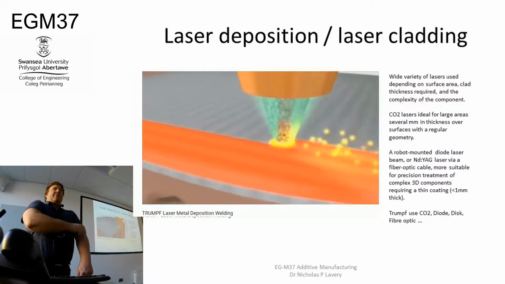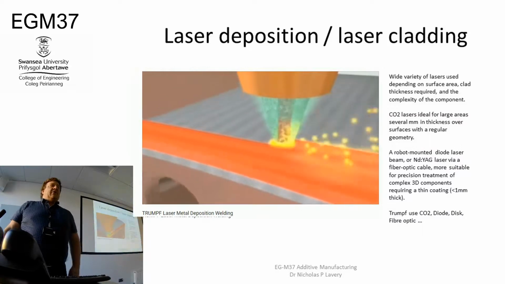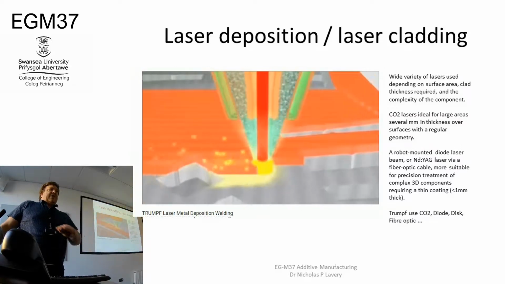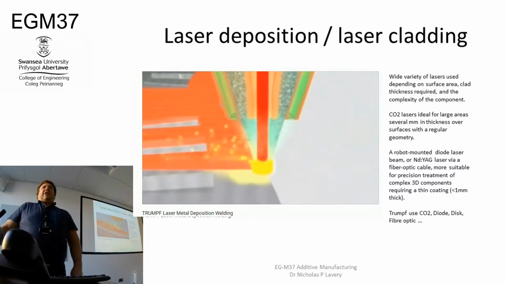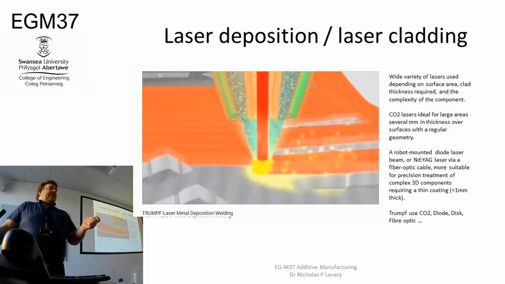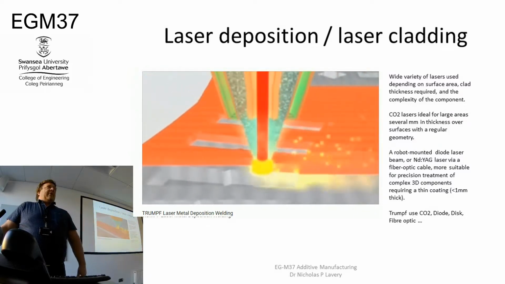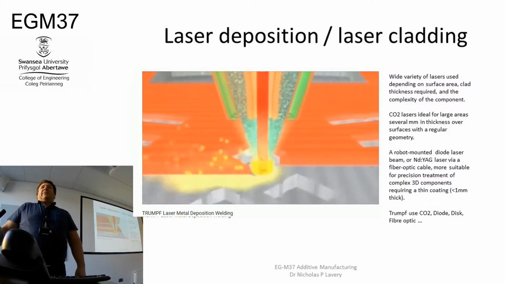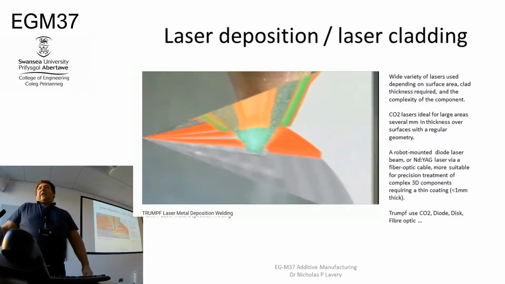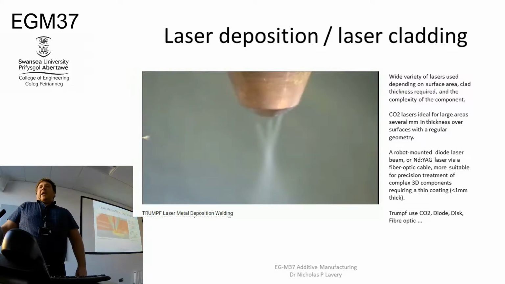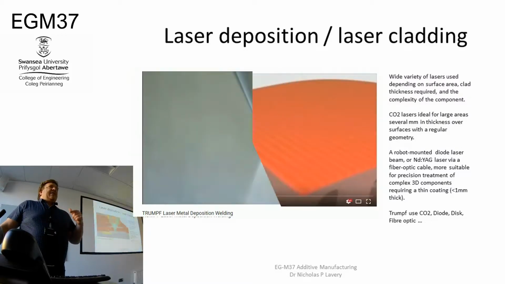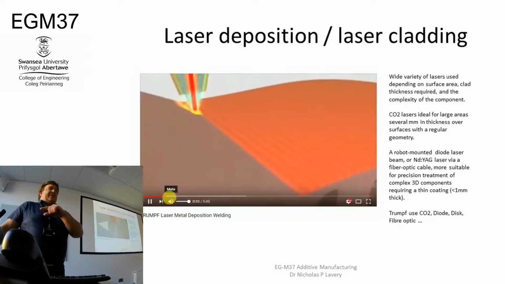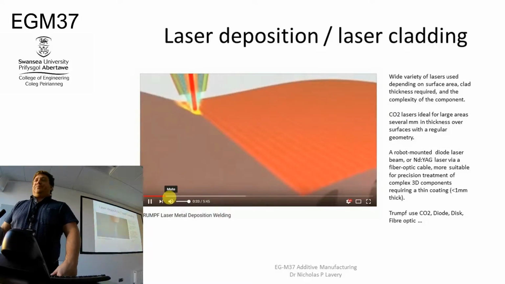A lot of different lasers can be used with these laser deposition systems. Depending on the application, on whether you need a really large surface area, or if you're looking for more fine detail, the larger surface areas will be covered by more powerful CO2 type lasers with a larger wavelength. And then finer details, thinner clads will be done using similar Nd:YAG or even ytterbium fiber lasers like the ones that they use in the powder bed.